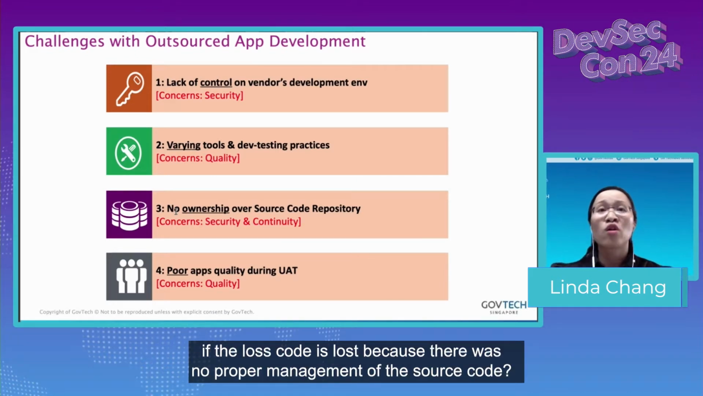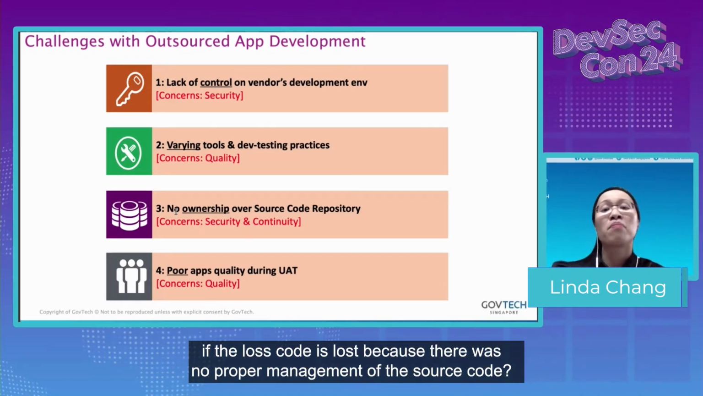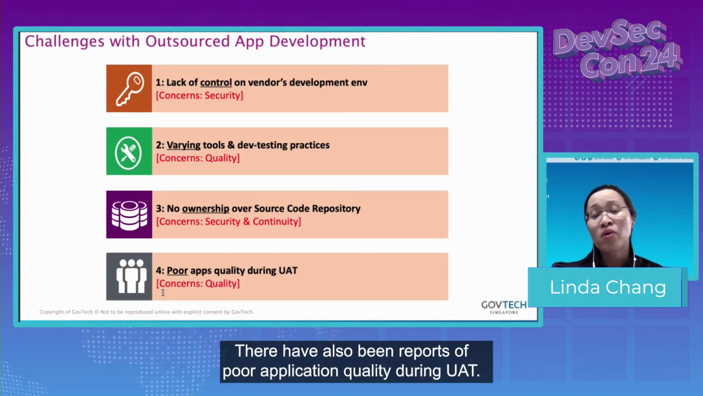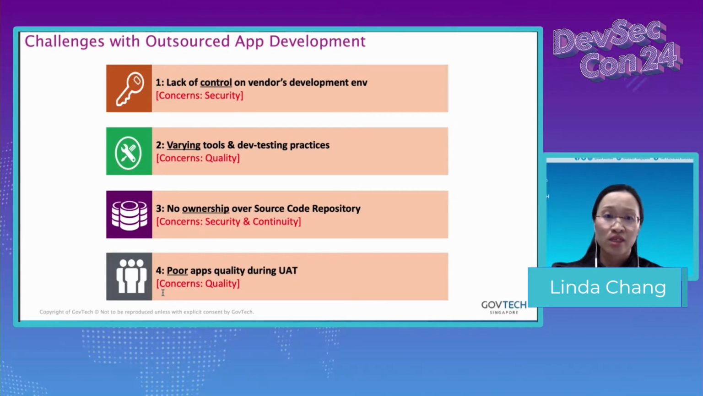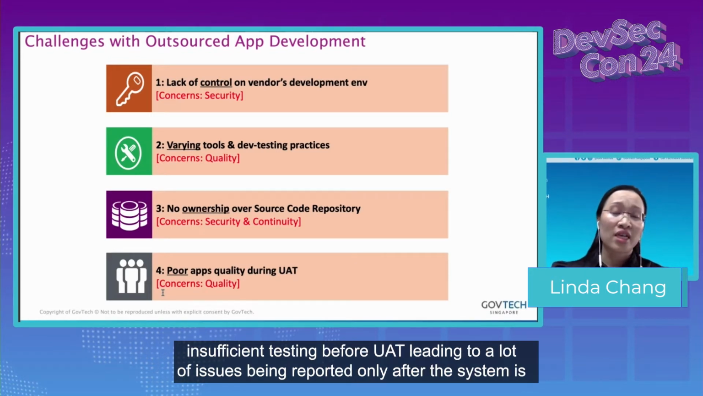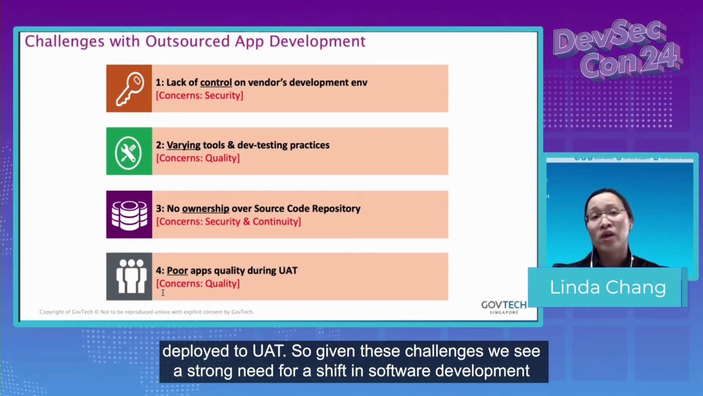Or what if the lost code is lost because there was no proper management of the source code? There have also been reports of poor application quality during UAT. So due to the varying tools and development testing practices, there can be inadequate or insufficient testing before UAT, leading to a lot of issues being reported only after the system is deployed to UAT.